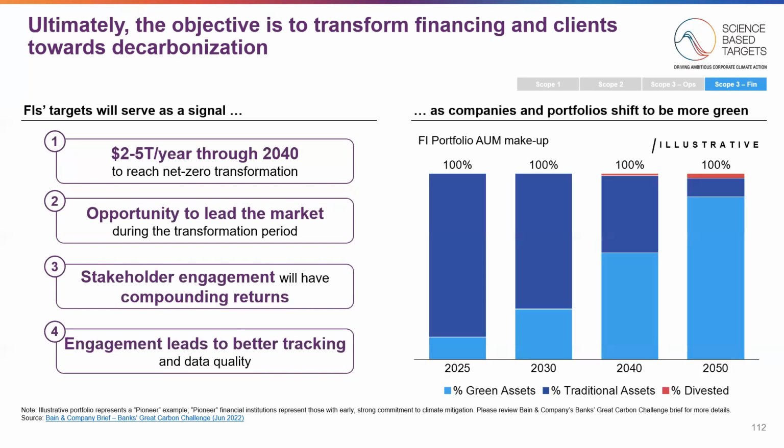As a reminder, this transition will occur over time. The bar chart on the right-hand side shows an example financial institution who is on the vanguard, or the leading edge, of the net zero transformation. You'll see that over the years towards 2050, they're achieving more and more green assets in their portfolio, while still minimizing divestitures, given their focus on influence over companies that they are lending to or investing in, and pushing those companies to be greener and greener.